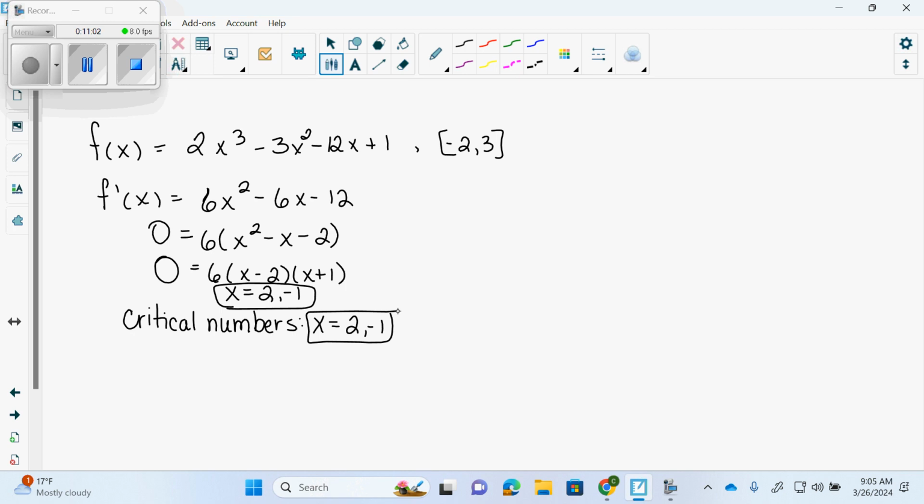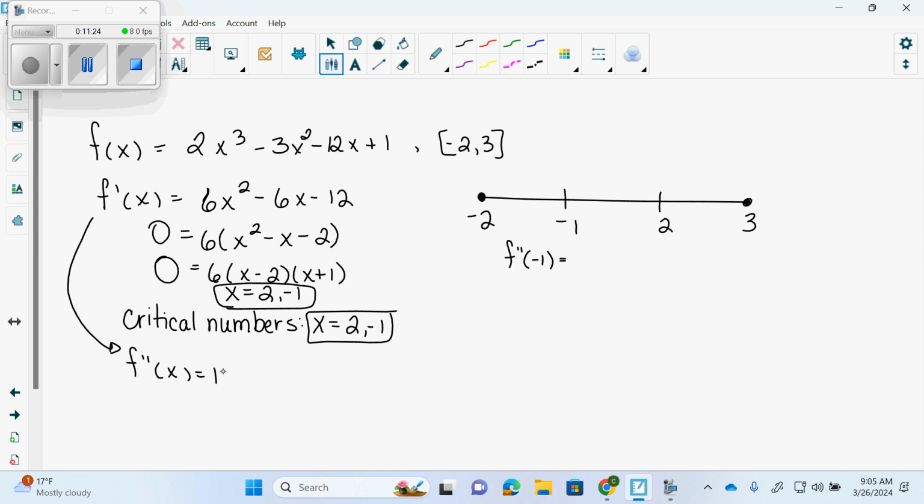So, we do a number line. The number line is a closed dot, just square bracket negative 2, closed dot, square bracket 3. And then we have negative 1 and 2. So we go f double prime of negative 1. F double prime, we don't use this reduced one, we use it from here. So f double prime of x equals 12x minus 6.